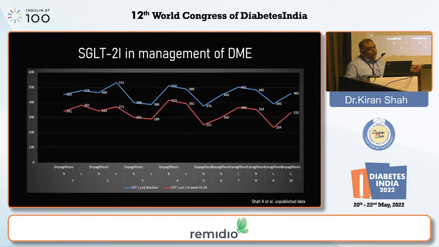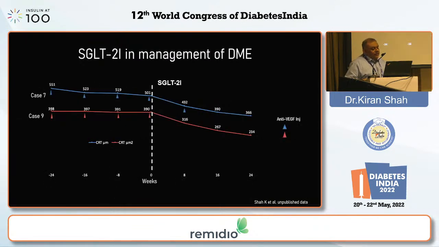The first 4 cases are having diabetic macular edema in both the eyes. Subsequently, from the 5th case till the 10th case, it's just one eye which has been affected. The blue line shows the baseline central retinal thickness, whereas the red line shows that after the initiation of the SGLT2 inhibitor, there is a decrease in the central retinal thickness.